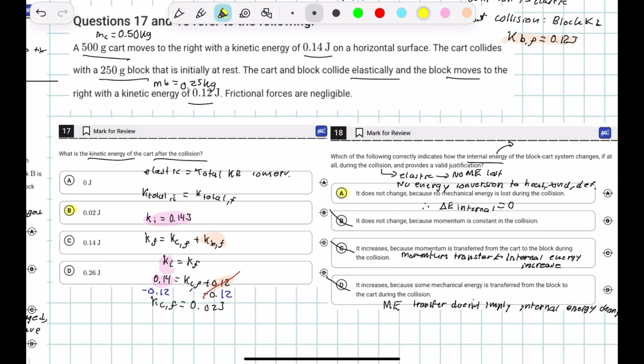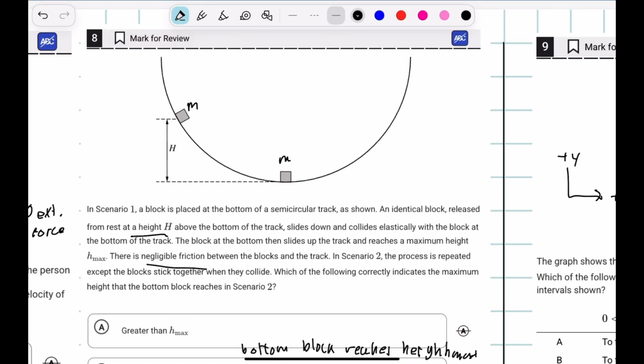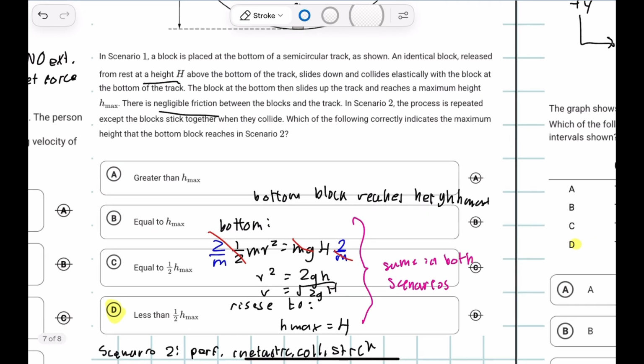All right, we're done. Okay, for the next question, in scenario 1, a block is placed at the bottom of a semicircular track as shown. An identical mass released from rest at height h above the bottom of the track slides down and collides elastically with a block at the bottom of the track. The block at the bottom then slides up and reaches a maximum height of h max. There is negligible friction between the block and the track. In scenario 2, the process is repeated except the blocks stick together when they collide. Which of the following correctly indicates the maximum height that the bottom block reaches in scenario 2?